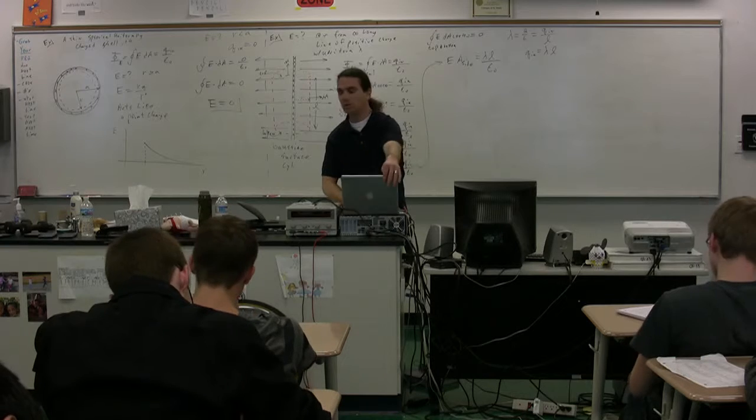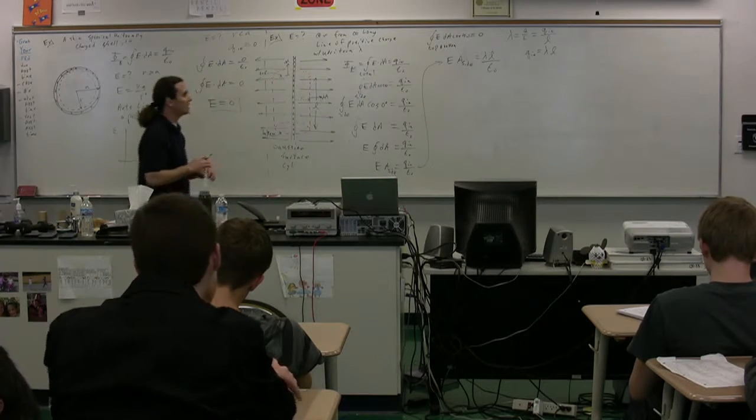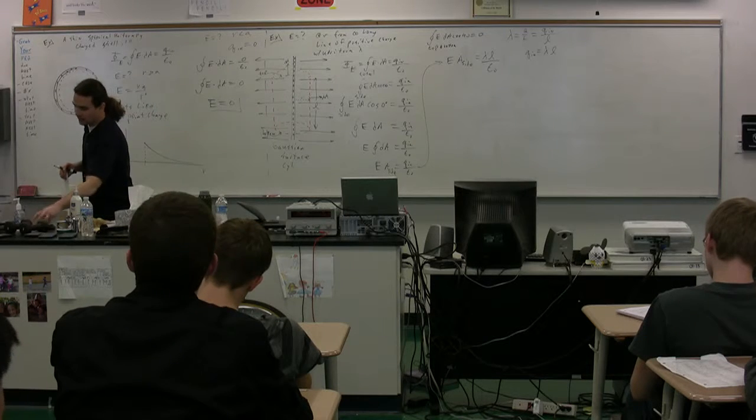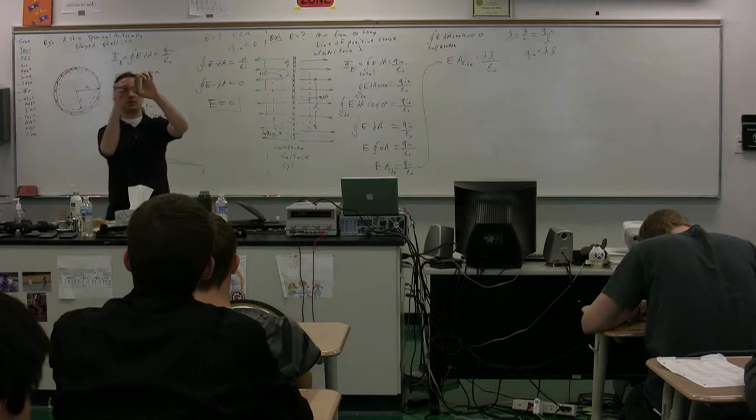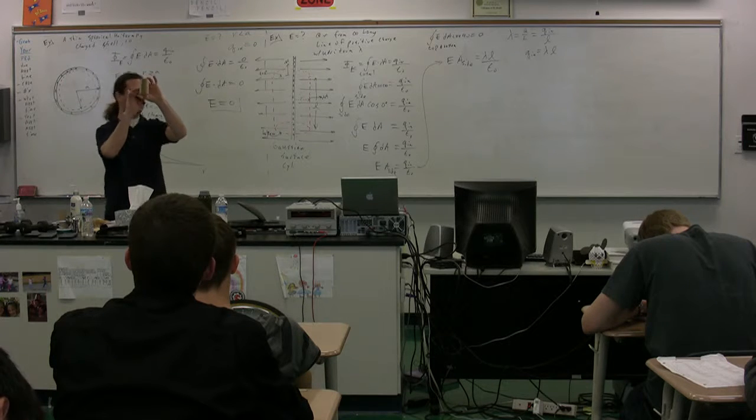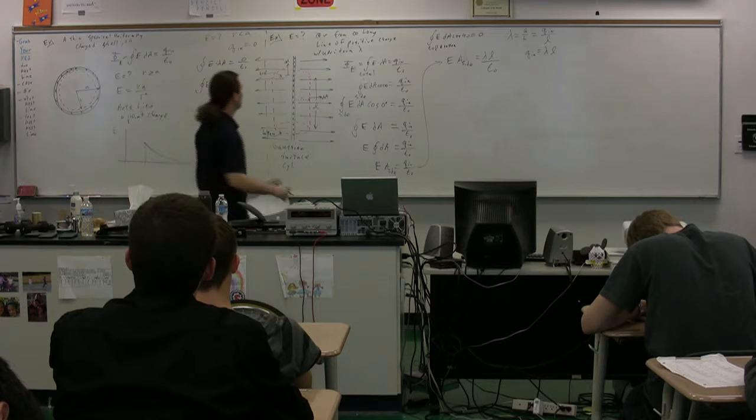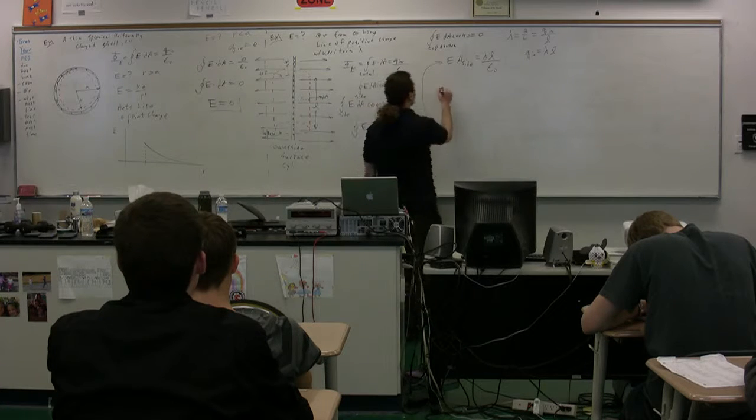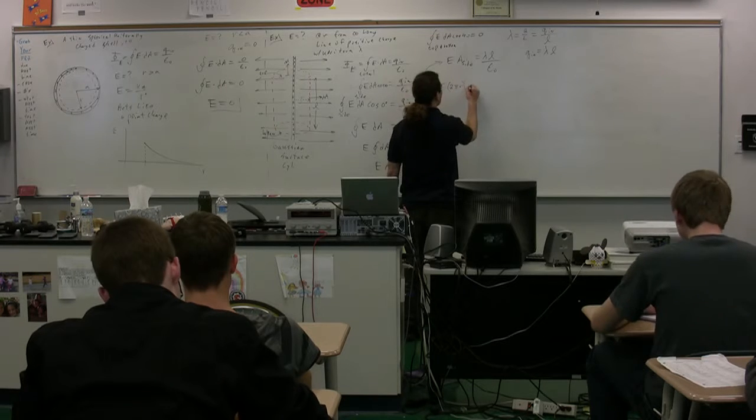What about the left-hand side? We need the area of one side of the Gaussian surface. What is the area of this side? Tyler? 2 pi r, or 2 pi r L. 2 pi r times L.